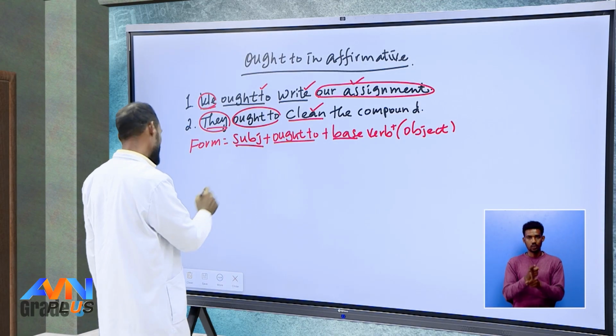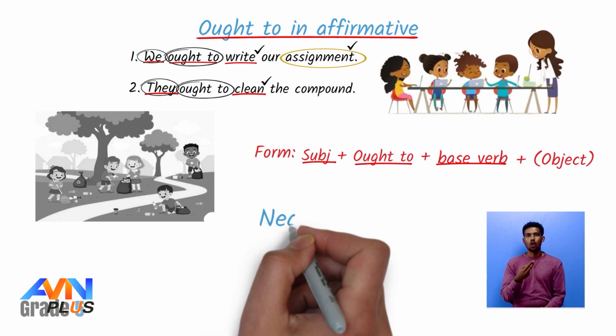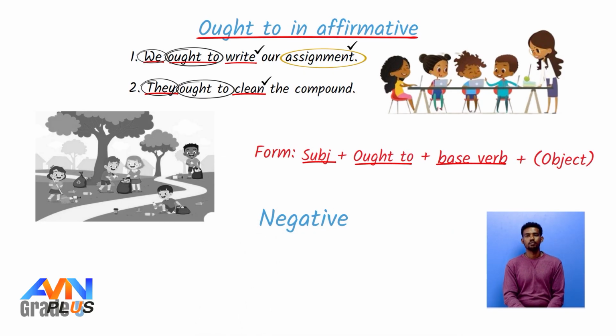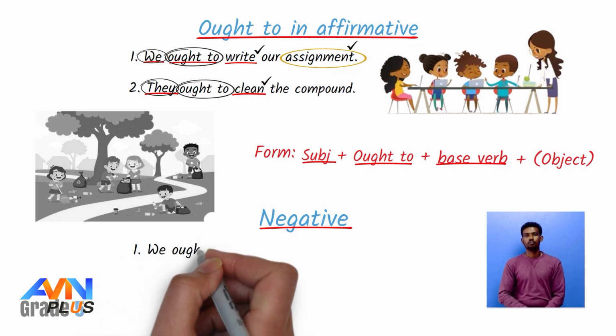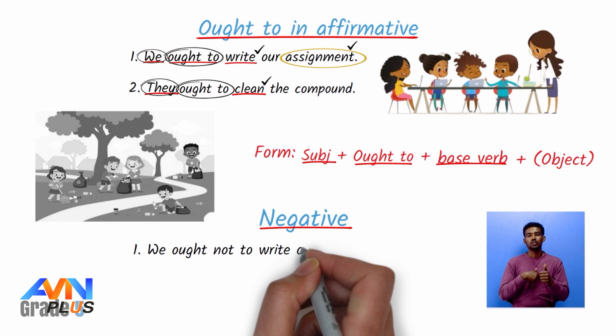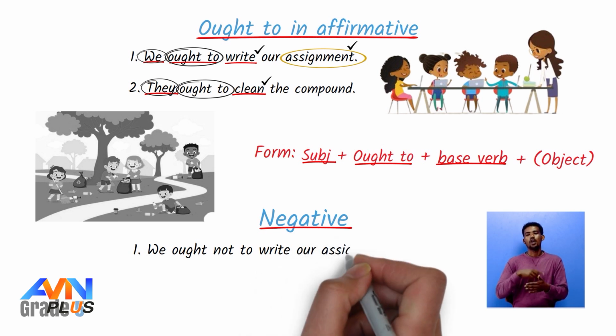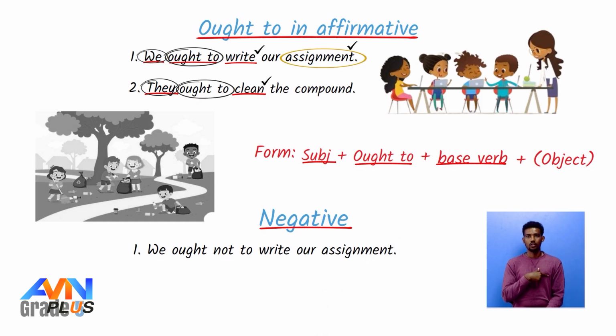Good. What about the negative form here? Ought to in negative. In negative sentence. Maybe we can change this one into negative form to make it more clear. Yeah? For example, number 1. We ought to write our assignment. We ought not to write our assignment.